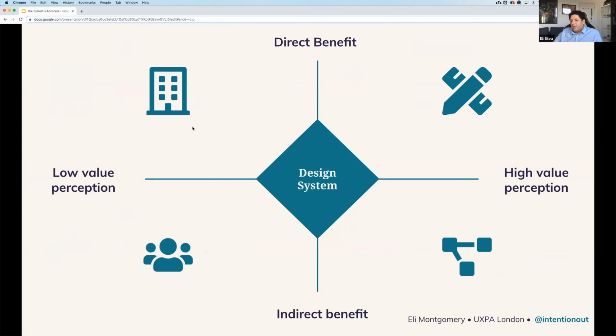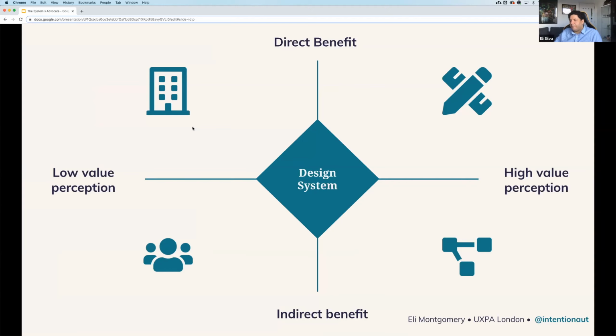And the way that I like to think about this when you're doing kind of a stakeholder map is your organization probably has a lower value perception when it comes to a design system, because Janice in accounting probably does not know or care that you are working on a design system. What she does care about is the revenue, right? And your customers won't necessarily know all the work that goes into your design system. And so there's a lot of indirect benefit to your customers, right?